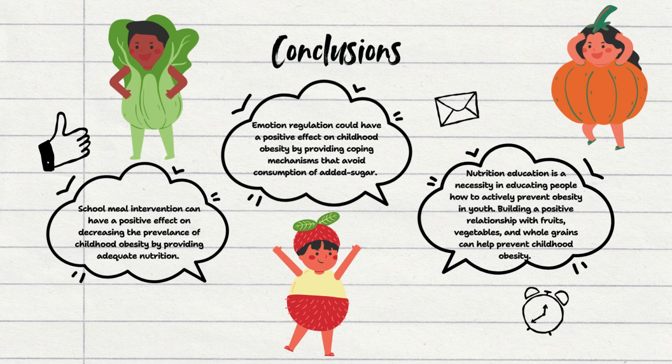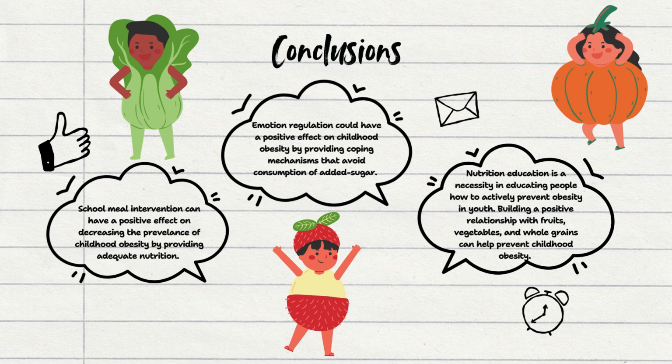Overall, throughout the studies, I have concluded that school meal intervention can have a positive effect on decreasing the prevalence of childhood obesity by providing adequate nutrition. Here, emphasizing the fact that children are now receiving more whole grains, fruits, and vegetables instead of receiving ultra-processed foods that are at their convenience.